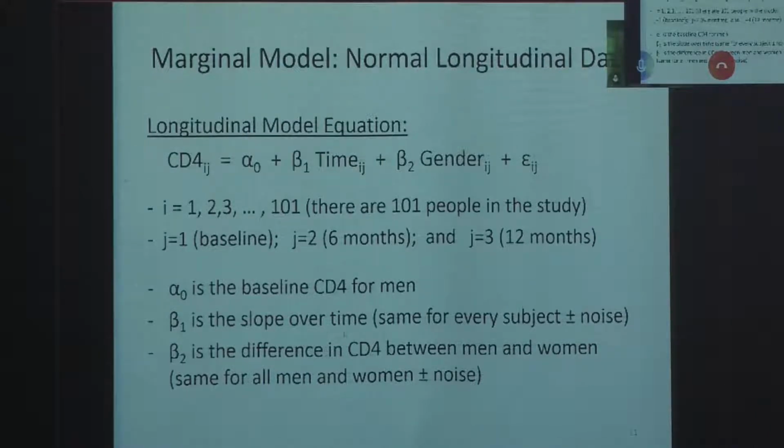Beta 1 is the slope over time. So as time increases month by month, CD4 counts change by beta 1. If beta 1's positive, they go up. If beta 1 is negative, they go down. We assume that the slope is the same for everybody. When you look at a person's actual data, it may not show exactly this slope, but it's being estimated to be beta 1 plus minus noise for everybody. And beta 2 is the difference between CD4 counts in men and women. And when you compare these interpretations to the interpretation for a simple regression without correlation, it's exactly the same.